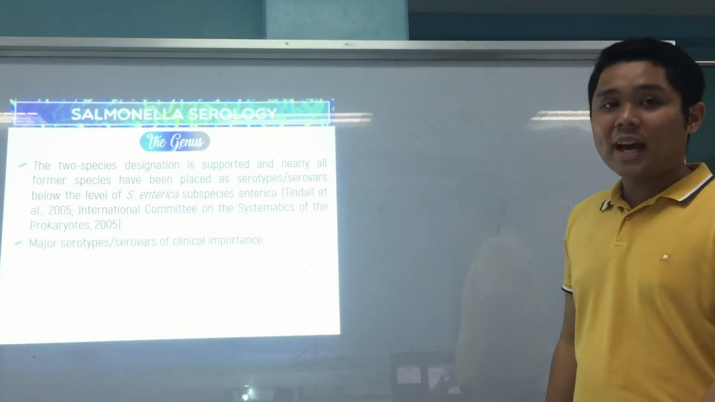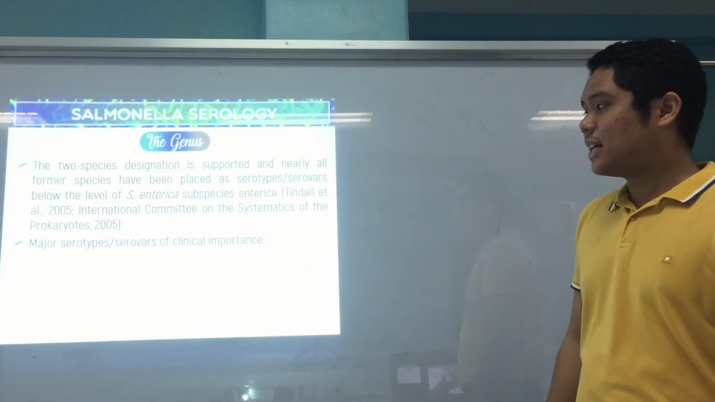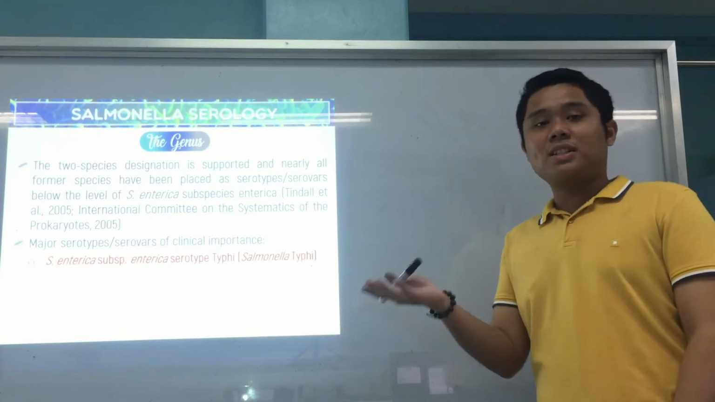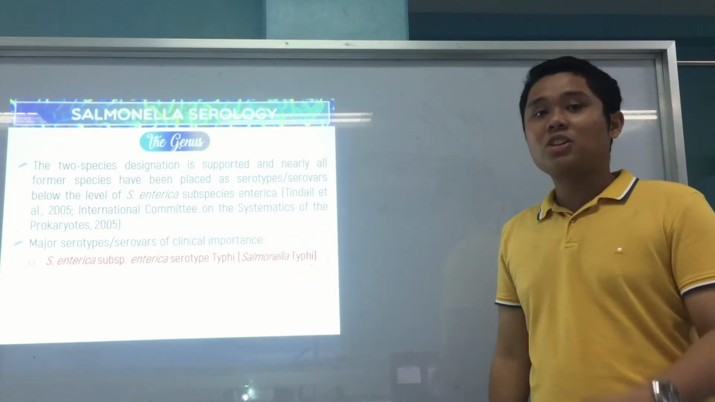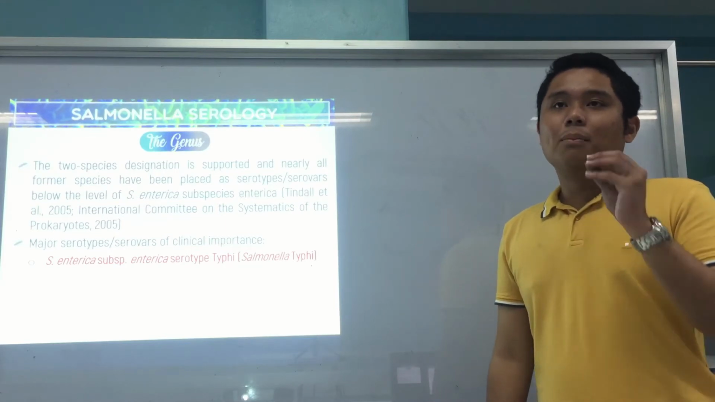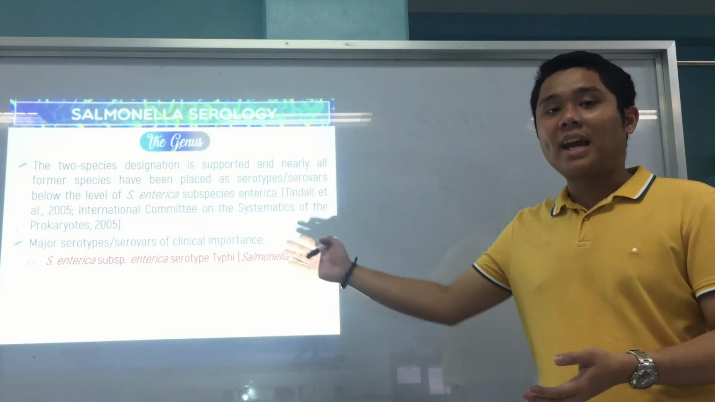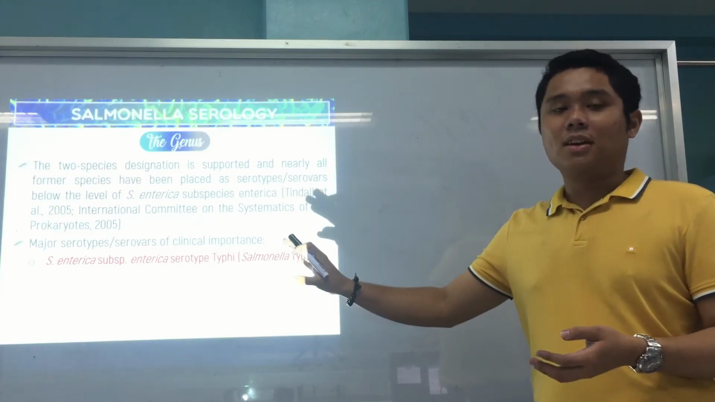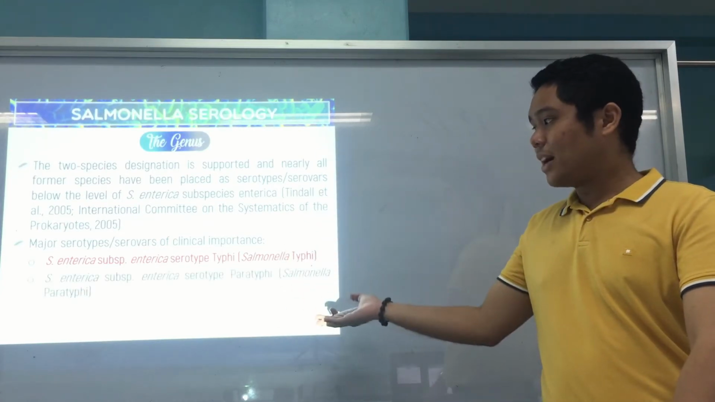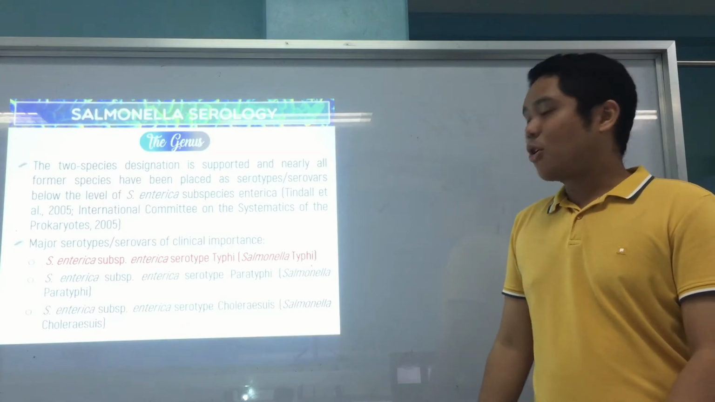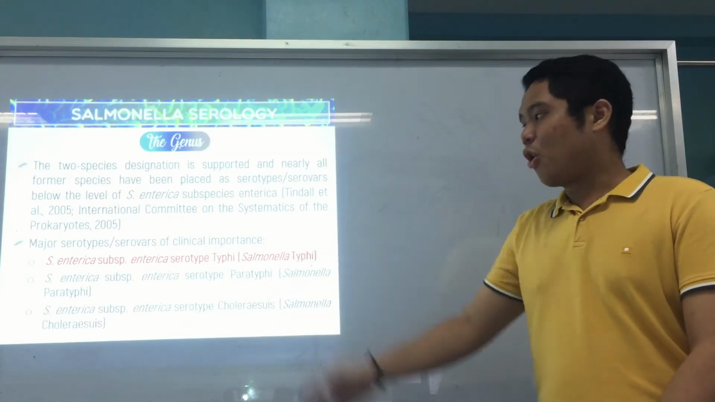The major serotypes or serovars of clinical importance are S. enterica, subspecies enterica, serotype typhi. That's Salmonella typhi in short, but the complete name is Salmonella enterica, subspecies enterica, serotype typhi. So they differ at the serotype level. And you have serotype paratyphi and serotype cholerasuis, Salmonella cholerasuis.